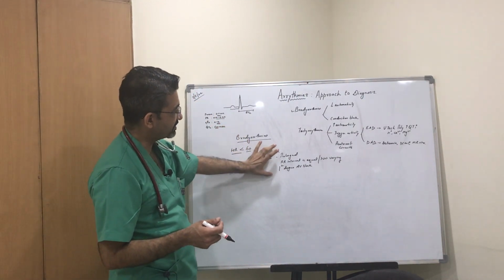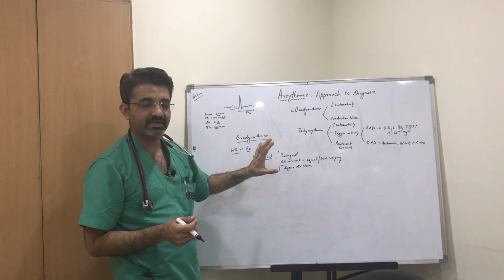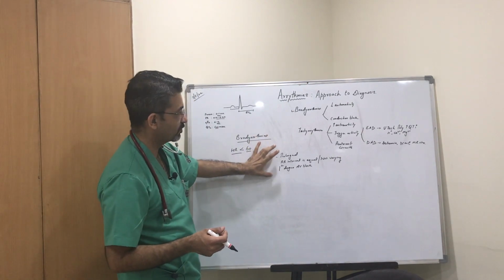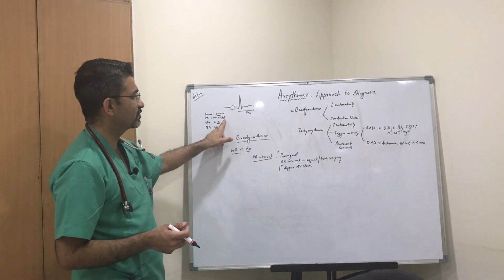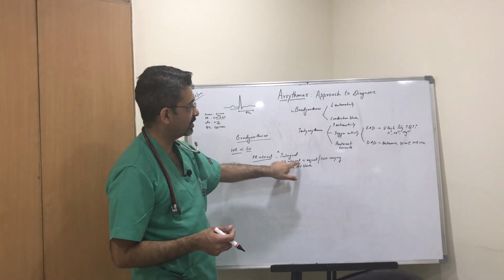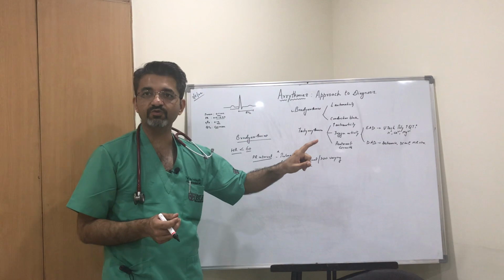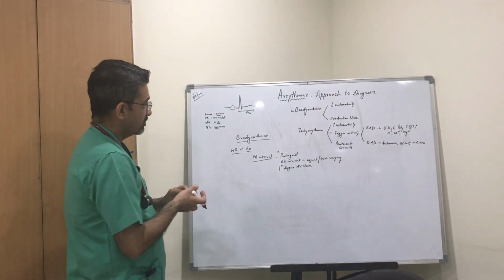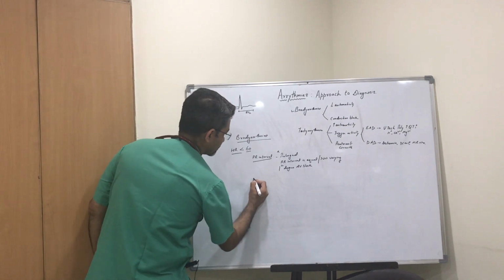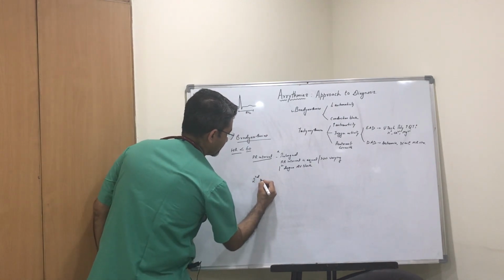But the more important aspect is the AV node, right? If there is a problem in the AV node, the PR interval is prolonged beyond 0.20 seconds, the RR interval is equal and it is not varying from beat to beat. This is known as first degree AV block. Now we have second degree AV block.